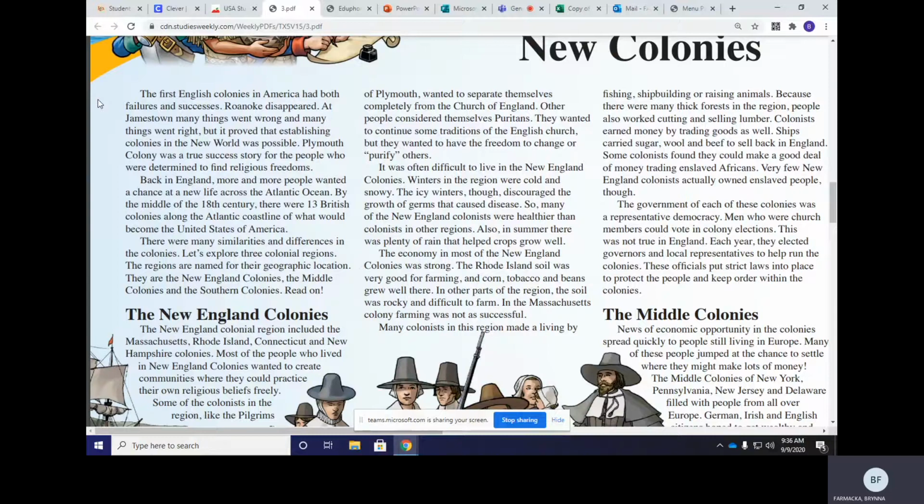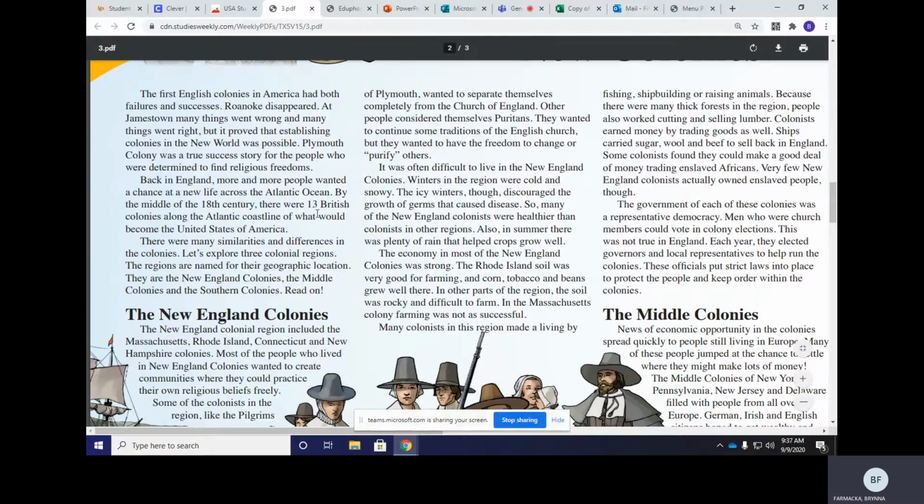Plymouth Colony was a true success story for the people who were determined to find religious freedoms. Back in England, more and more people wanted a chance to start a new life across the Atlantic Ocean. By the middle of the 18th century, there were 13 British colonies along the Atlantic coastline of what would become the United States of America. There were many similarities and differences in the colonies. Let's explore the 3 colony regions. The regions are named for their geographic location. There are the New England colonies, the Middle colonies, and the Southern colonies.